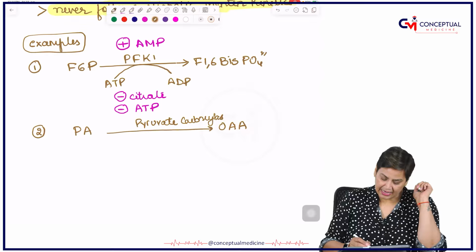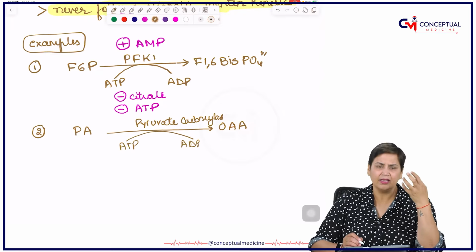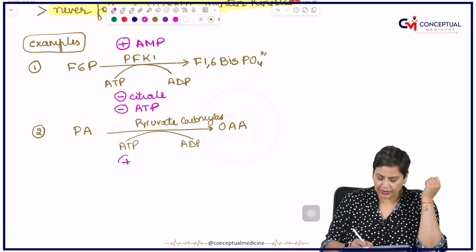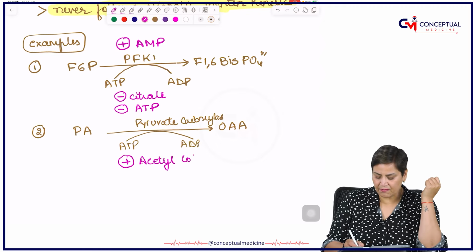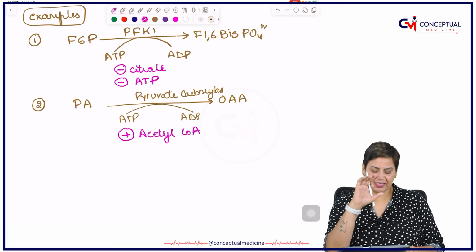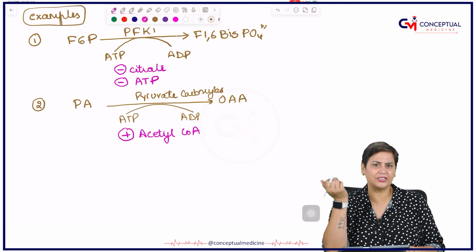Very important. Again, we can say ATP is required here because carboxylation is there. And the most important thing to remember is that acetyl coenzyme A is an allosteric modulator of this reaction, because this is a reaction of gluconeogenesis. I'll just brief the things to you, because in any case we will be discussing all these reactions in detail.